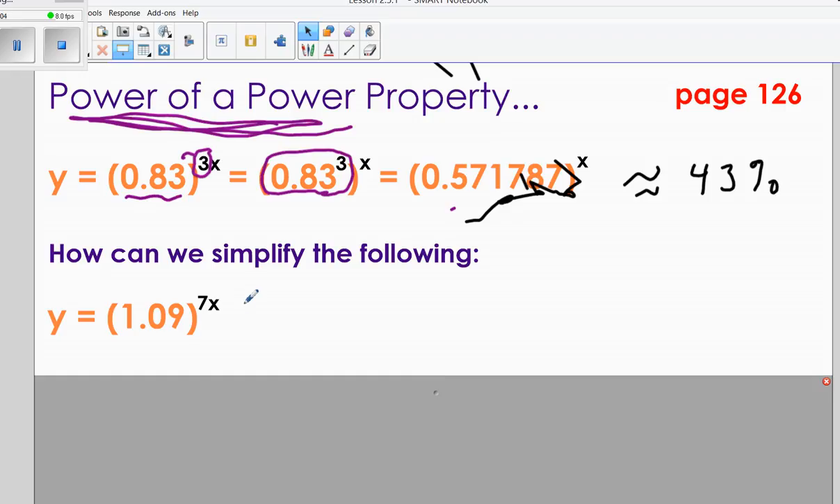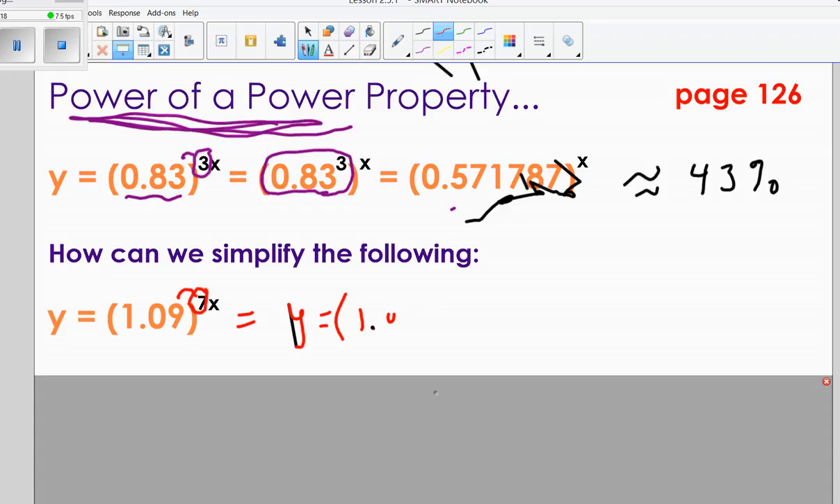All right, so hopefully using what we just learned, the power of a power property, to re-evaluate this, this is not a 9% growth. What we have to do is distribute this 7 to the inside. So we're really going to get y equals 1.09 raised to the 7th power x. When you simplify 1.09 raised to the 7th power, you should get y equals, and now we're going to get a new b value.